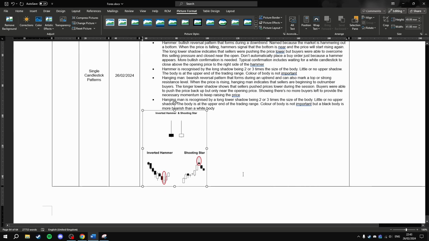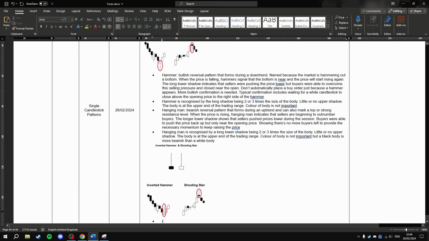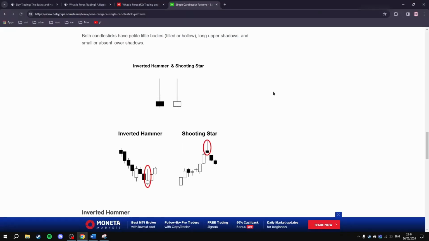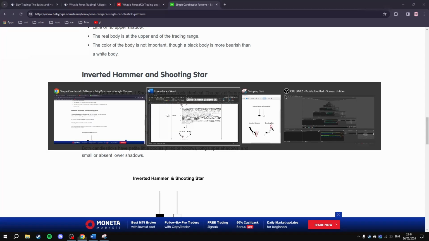So, inverted hammer and shooting star. Inverted hammer and shooting star also look identical. The only difference between them is whether you're in a downtrend or an uptrend. An inverted hammer is a bullish reversal candlestick.